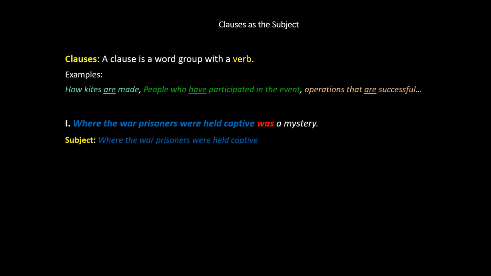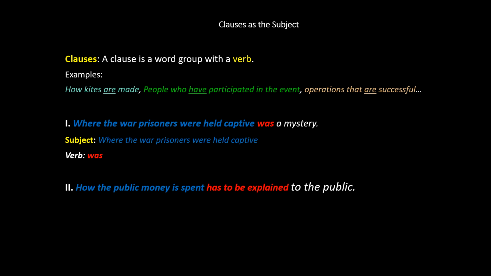Let us see one more sentence. How the public money is spent has to be explained to the public. What is the subject in this sentence? In this sentence, the subject is how the public money is spent. This is a clause. What is the verb? The verb is has to be explained. What has to be explained? That is how the public money is spent. Note, usually we use a singular verb if the subject is a clause.